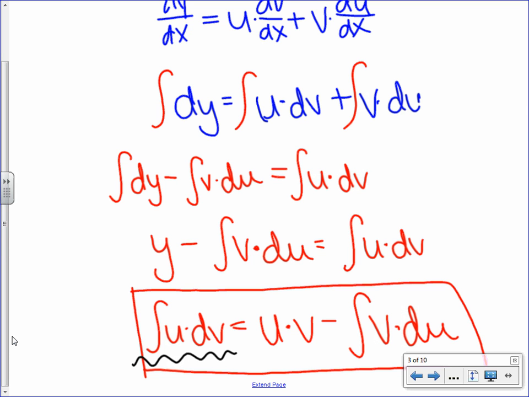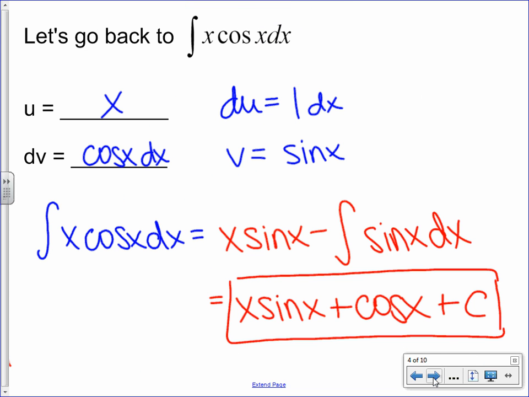When we follow this pattern right here, first of all, we know taking the derivative is going to get us back to here, right? So following this pattern, we don't need the plus c until the end. So calculus now.